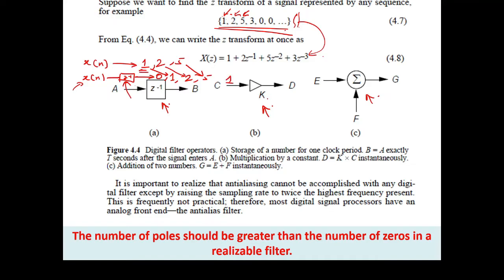So the multiplier: suppose you have this x[n], say the value is 1, and you have a k value, say for example k is 5. Once this x[n] comes and goes to the multiplier, the k value is 5, 1 multiplied by 5, so the output will be 5.